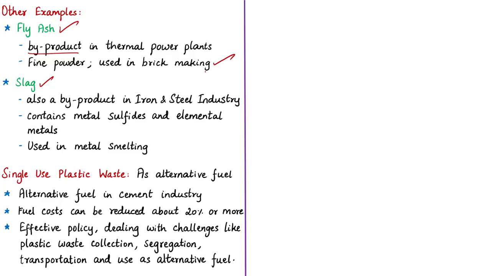Then slag is a byproduct in the iron and steel industry. The slag contains metal sulfides and elemental metals. The slag is generally used to remove waste in metal smelting.